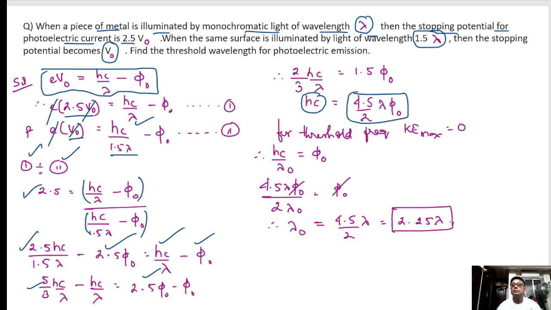Now they are telling us to find the threshold wavelength for the photoelectric emission. See, they are asking what is the lambda naught. We know the work function is given by hc by lambda naught, and we are asked to find this. Here hc by lambda naught, hc's value we are putting as this by lambda naught, so this cuts, so lambda naught comes out to be 2.25 lambda.